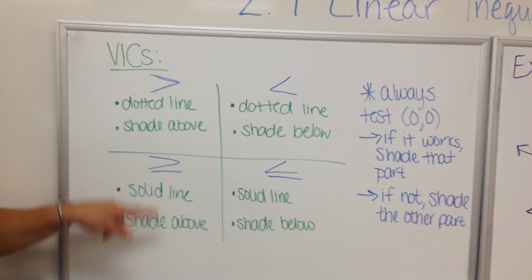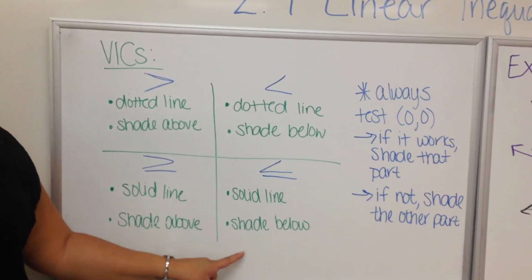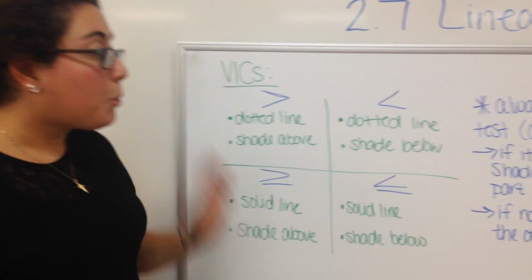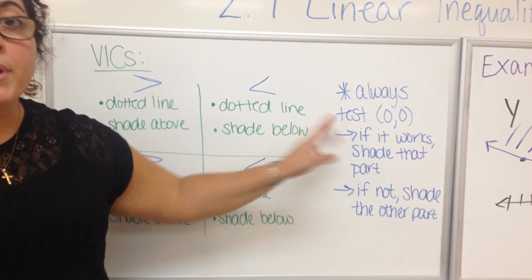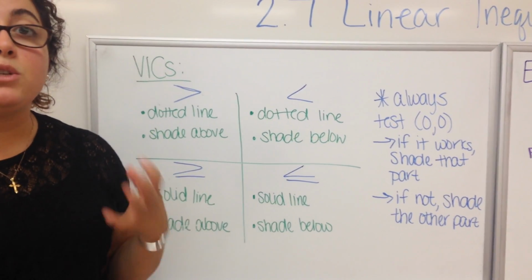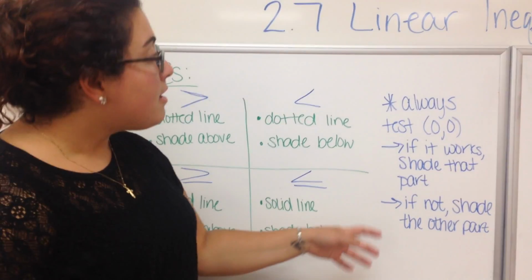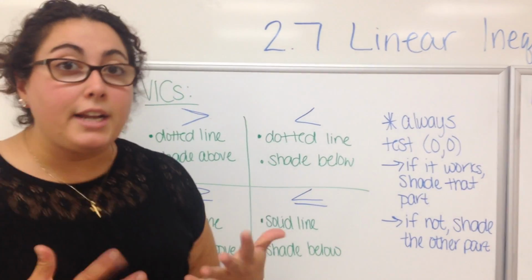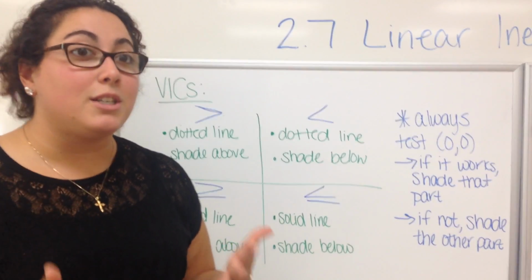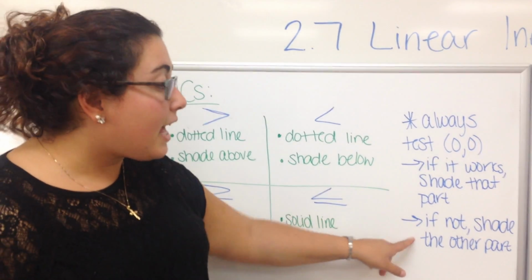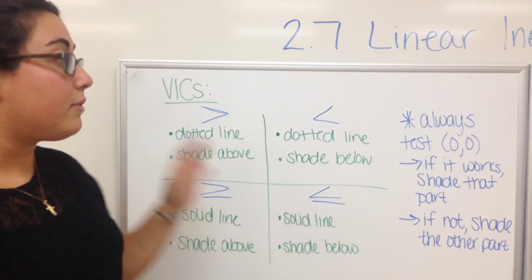And again, if it's greater than, you want to shade above, and if it's less than, you want to shade below. More importantly, you're always going to test the point 0, 0. It's the easiest point to test to determine which part you actually shade, and you'll see what we mean in a minute. So if it works, you want to shade that part. That is part of your solution. 0, 0 is part of your solution. If it's not, shade the other part instead.